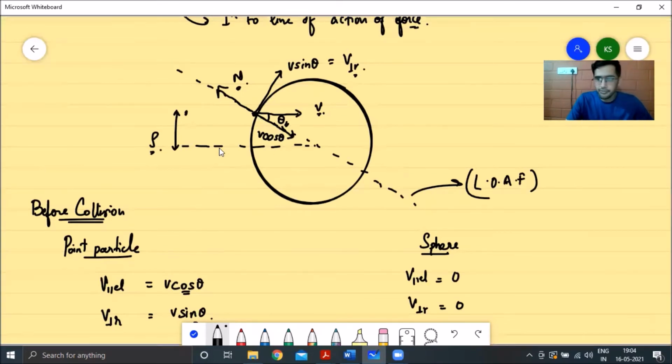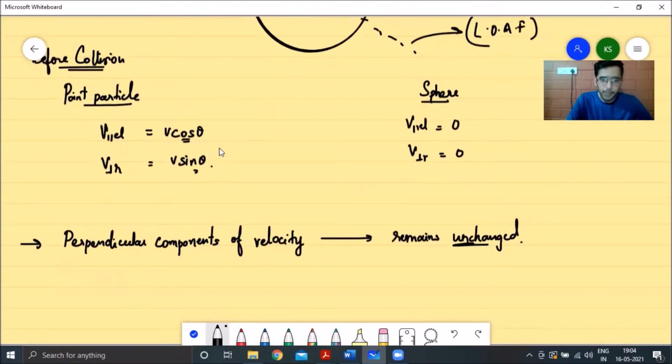So this is an important concept once again. This is your third step over here. Your perpendicular components of velocity, and perpendicular components to what? Perpendicular components to line of action of force.